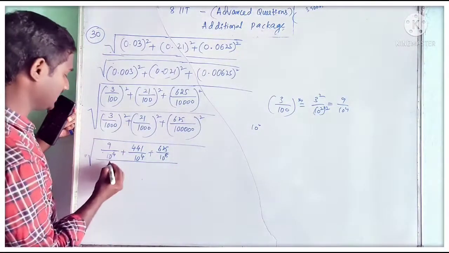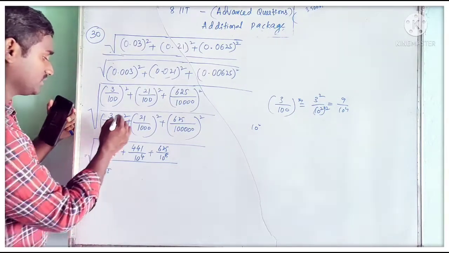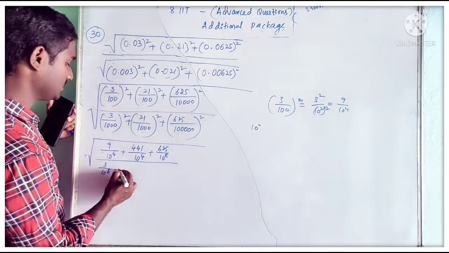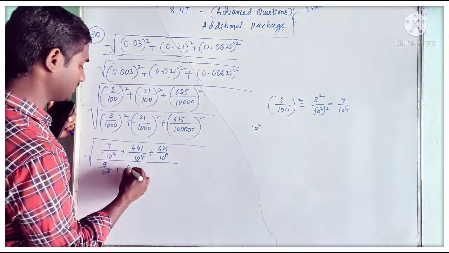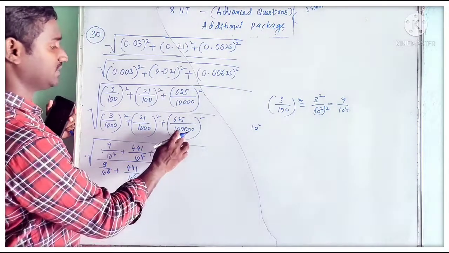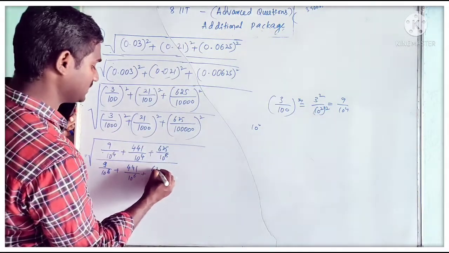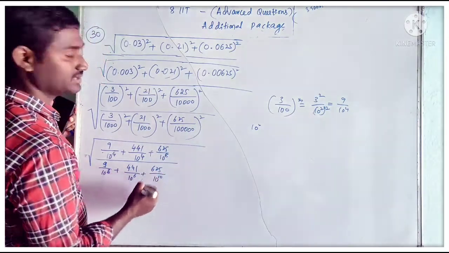In the denominator, we can write this as 3 by 10 power 3, 10 power 3 whole square is 10 power 6, so 9 by 10 power 6. 21 means 441 by 10 power 6, plus here 5 zeros we have, 625 by 10 power 10.